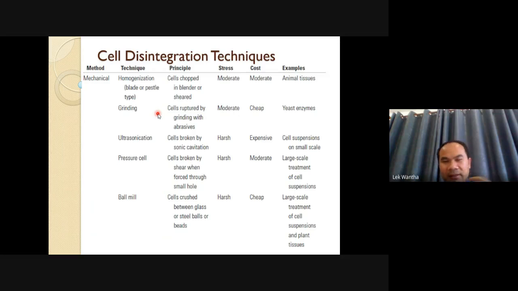you break the cell wall. For this case, the condition is quite harsh, it's a strong condition. But the cost is quite low and it is most used on the large scale. For large scale cell disruption in industry, we use the pressure cell or ball mill, which are the most used. For this example, we will show you the pressure cell and ball mill.